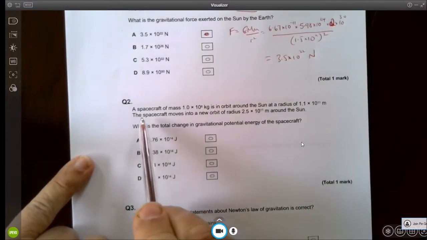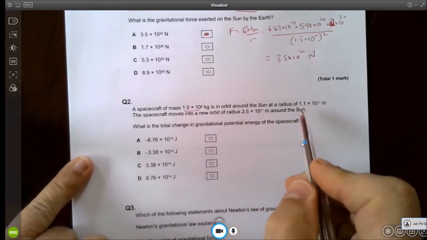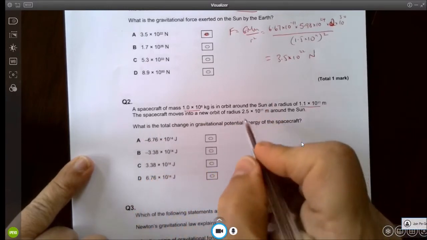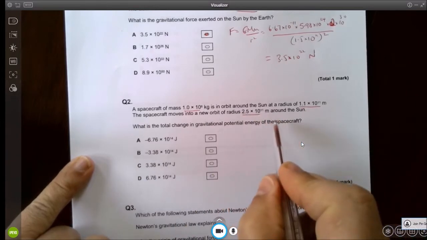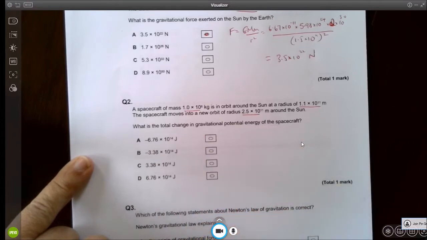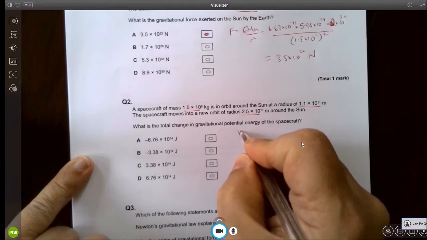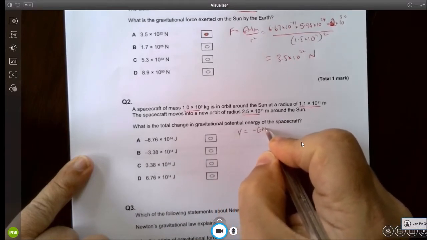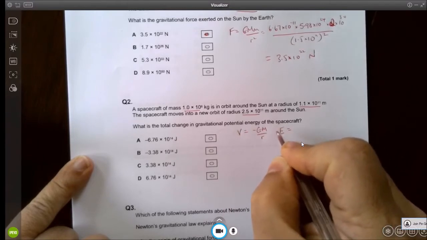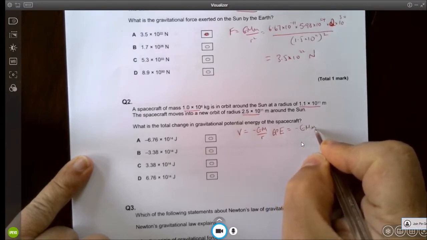Question 2. A spacecraft of mass 1 times 10 to the 6 kilograms is in orbit around the Sun at a radius of 1.1 times 10 to the 11 meters, moves into a new orbit of radius 2.5 times 10 to the 11 meters around the Sun. What is the total change in gravitational potential energy of the spacecraft? Okay, so we probably would start from the potential Gm over R, and then we'd remember that the gravitational potential energy is therefore minus Gm m over R.